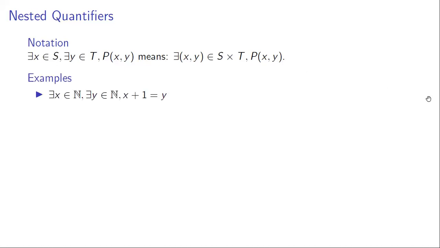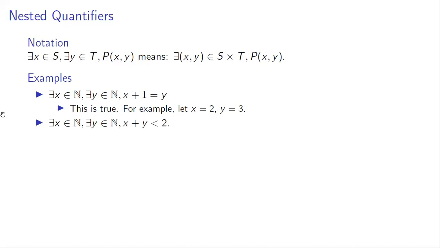So some examples. There exists an x in the natural numbers such that there exists a y in N such that x plus 1 is equal to y. So again, this says there is some natural number x and there is some natural number y such that when you do x plus 1, you get y. This is true. For example, let x be 2 and y be 3, right? And then you have x plus 1 is equal to y. So this doesn't claim it's true in all cases. It just claims it's true in some cases. And here is a case where it works.